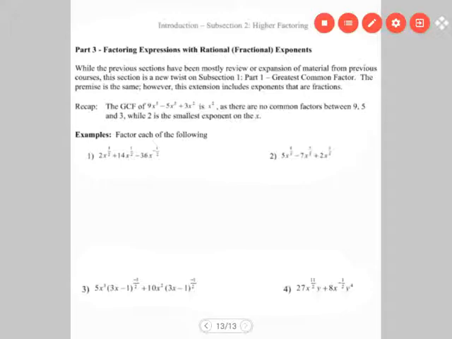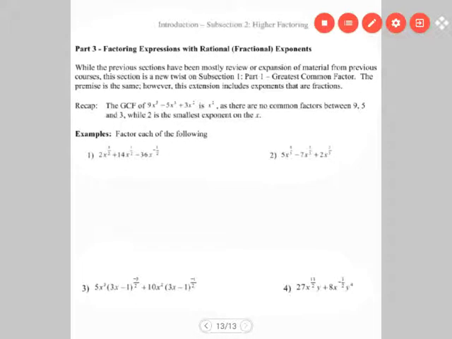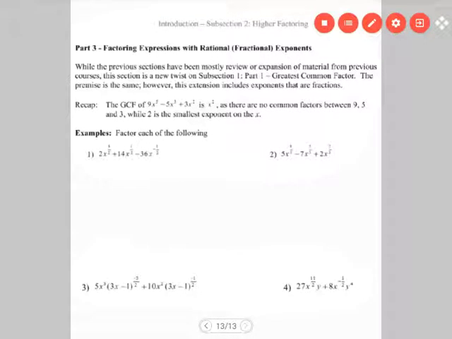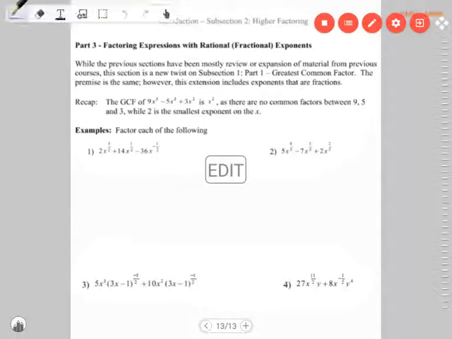So if we have a look at example 1, first things first, we notice that we can pull out a 2. Now, if we look at the x's, so x to the 3 halves, x to the 1 half, x to the negative 1 half, the smallest variable is x to the negative 1 half. So that's the one we pull out.